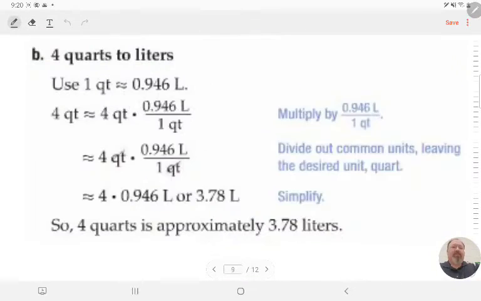All right. So let's look at B. B says 4 quarts to liters. How many liters are 4 quarts? Well, 1 quart is approximately 0.946 liters. So I could take 4 quarts times, and in this case, if I put quarts at the bottom, then I am multiplying. So I would multiply 4 quarts times 0.946. And when we cross out, we end up with just liters, and we end up with approximately 3.78 liters.